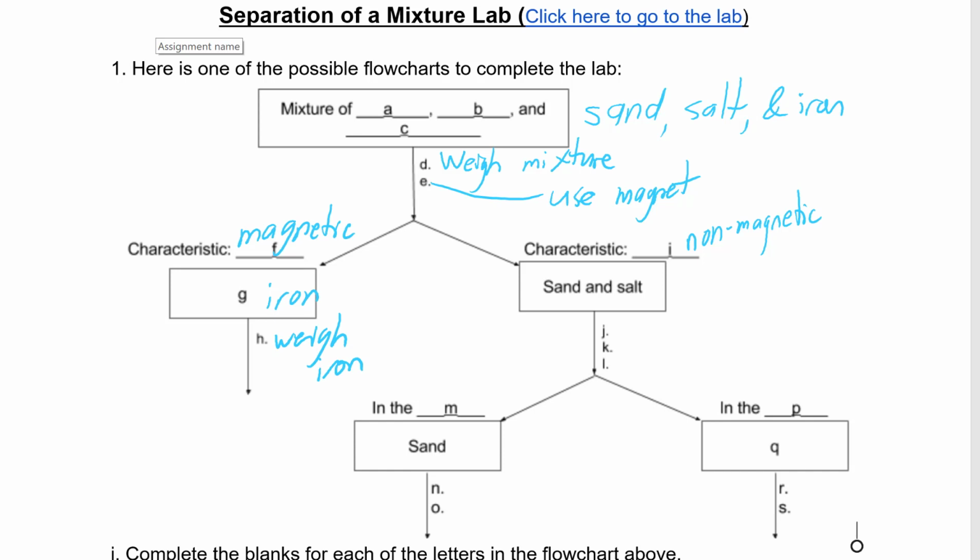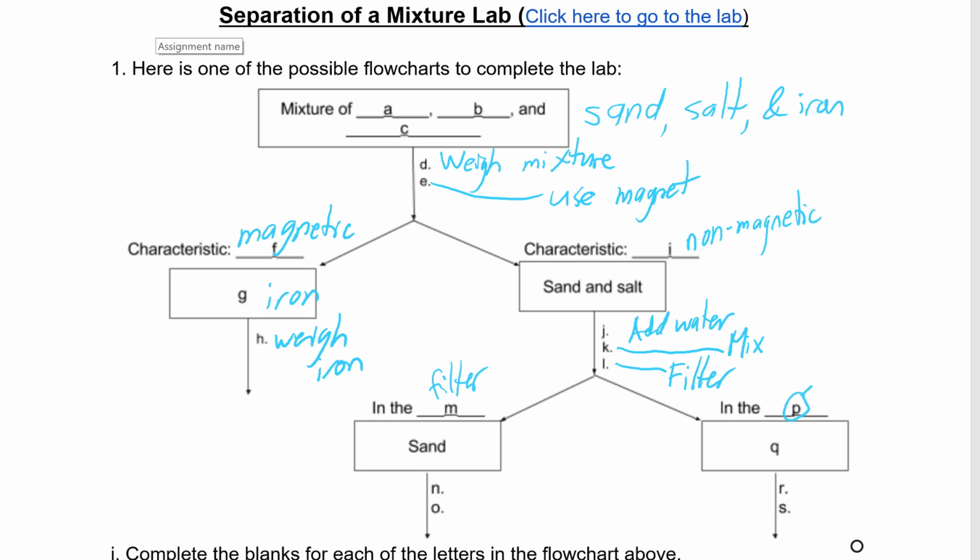And then on the J side here, we're going to add water so that the salt dissolves, right? Salt is soluble in water. K is we're going to mix so that it's going to help dissolve the salt. And then L is going to be filter. There's the sand part, and that's going to be stuck in the filter, right? Because it's not soluble in water.